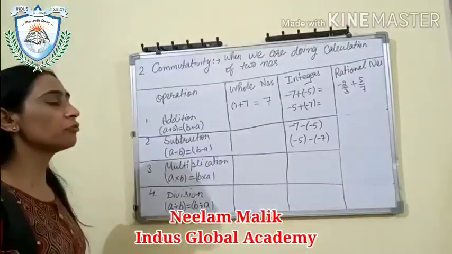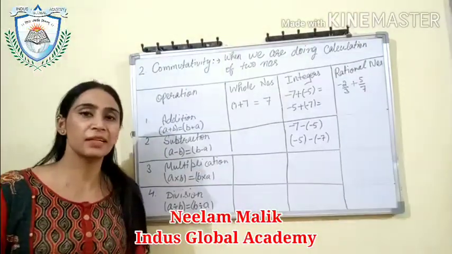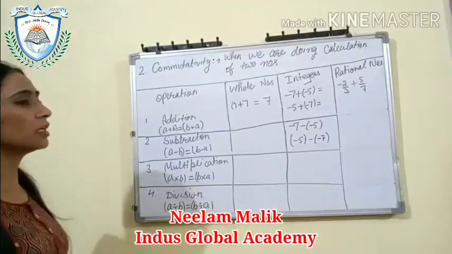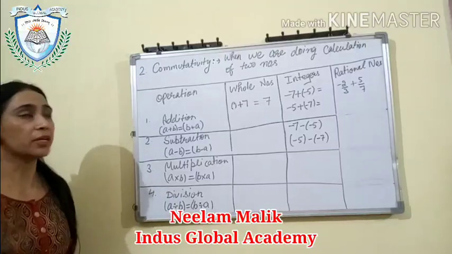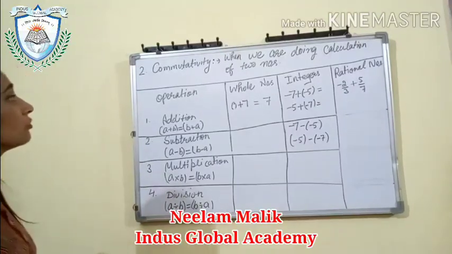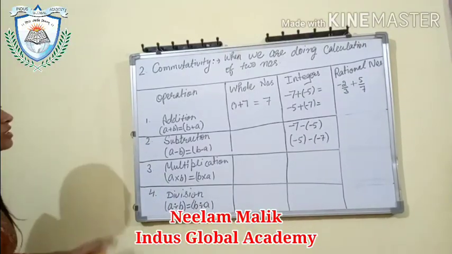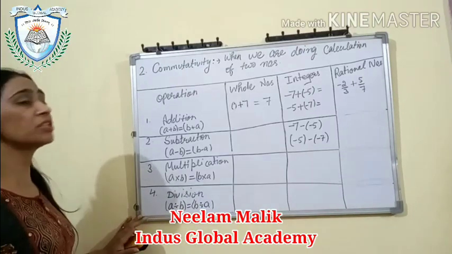In the last lecture we started our chapter, rational numbers. In that lecture we covered the properties of whole numbers, the closure property. Today we will continue this lecture with commutativity. What is commutativity, or we can say the commutative law?